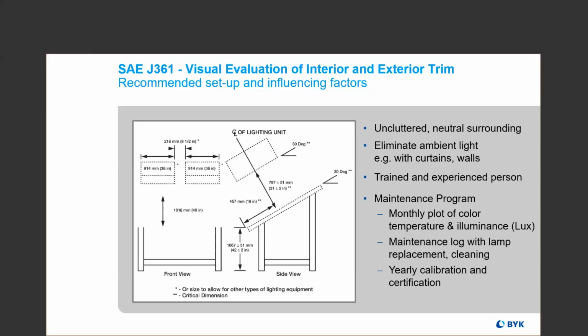You want a trained and experienced person, always good. And it's good to have some sort of maintenance program, which might include things like a monthly plot of color temperature and illuminance of the light source. You can test your light source using a radiometer to make sure it meets the requirements that you need. Also keep a maintenance log with things like lamp replacement and cleaning times, and yearly calibration and certification.